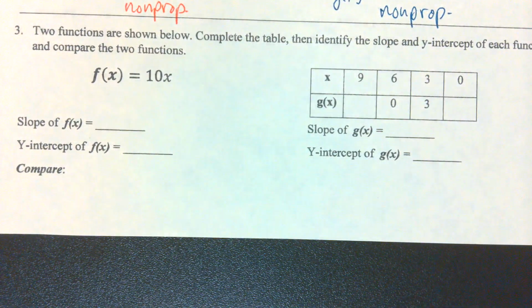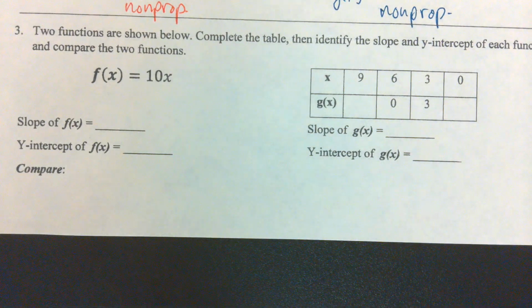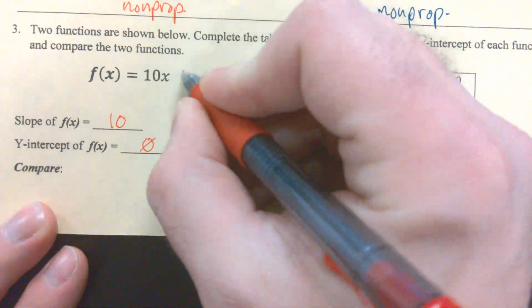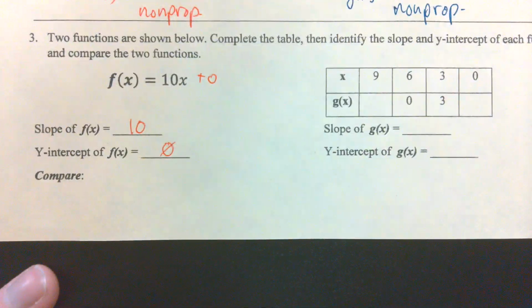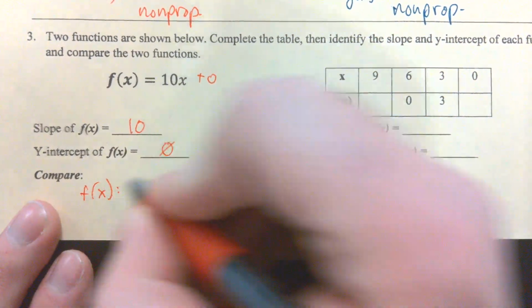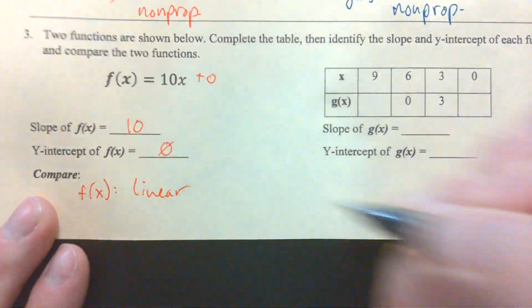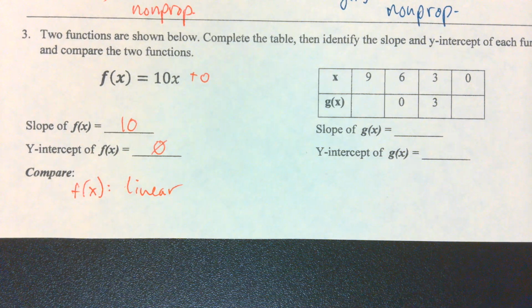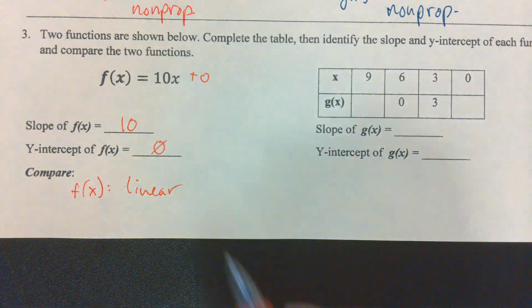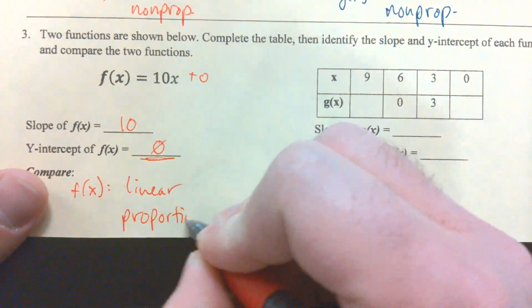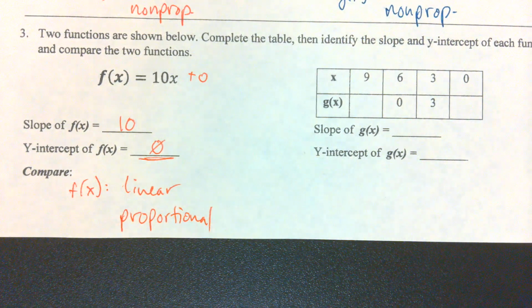Number 3, we've got function f of x. What's my slope in f of x? 10. What's my b value? 0. Right, nothing being added on the end. Right away, we could identify this as linear because there's no exponents. Non-proportional? Is my b value 0? Yes, it is. This is proportional.